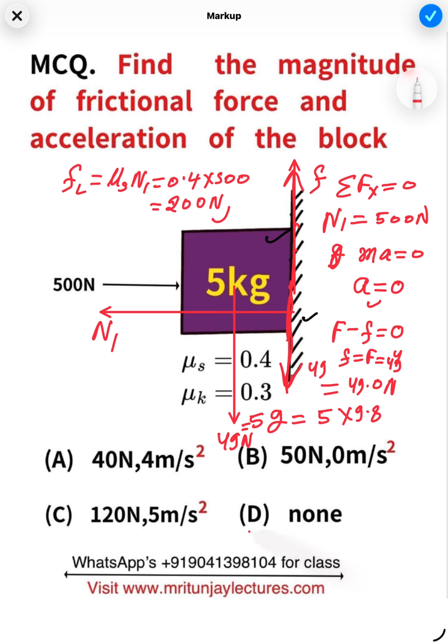So which option is correct? Option D. If you consider g equal to 10 meter per second square, then the option is B. Clear? Because we got 50 newton and the acceleration of the block is 0. I also understand.